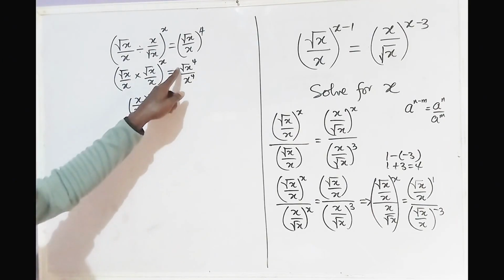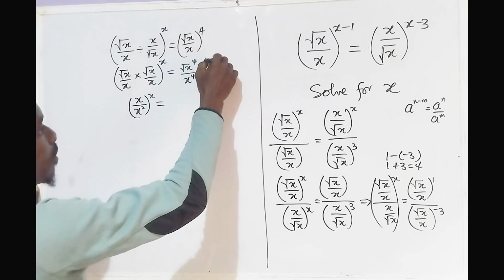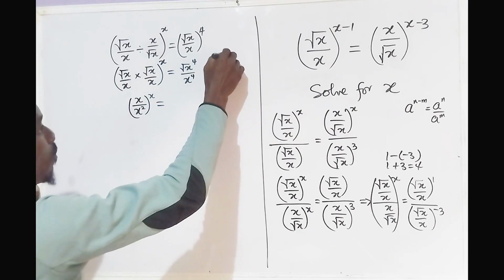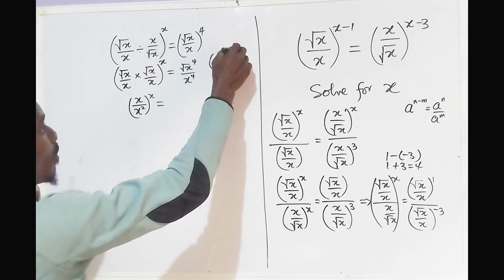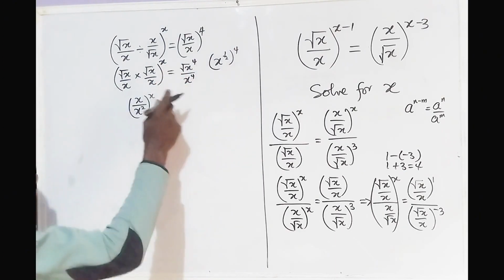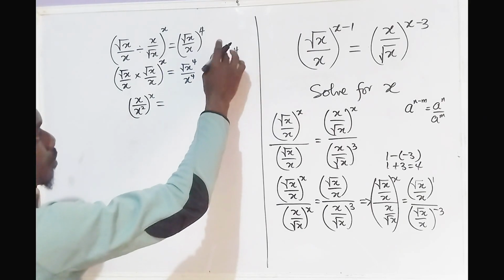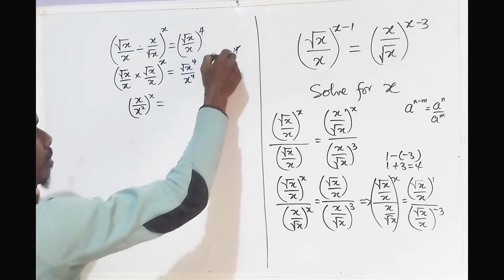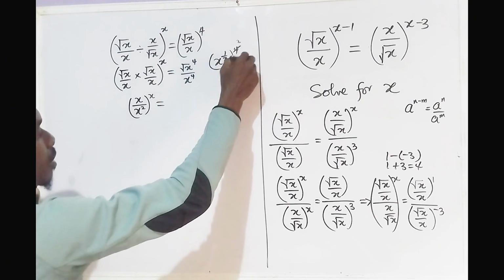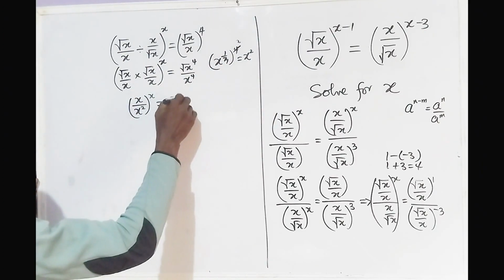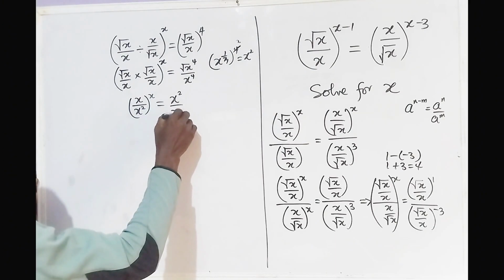Then here, take note that the square root of x is the same thing as x raised to the power of 1 over 2, raised to the power of what? 4, right? And when we multiply, we end up having 2. So that will be this 1 over 2. This will give us 4 here, I mean 2 here. So we end up having x raised to the power of 2 for the numerator.